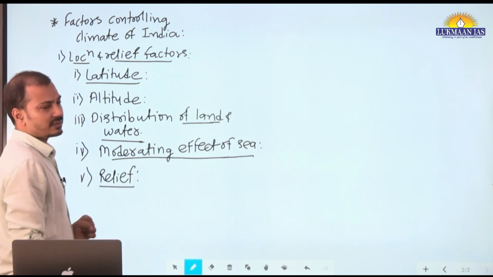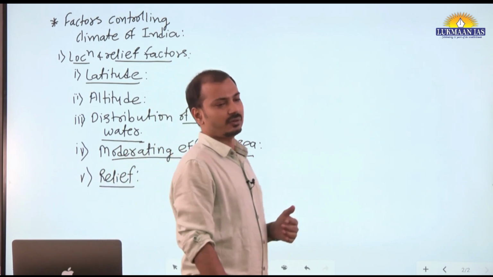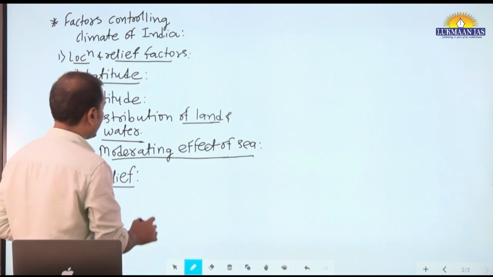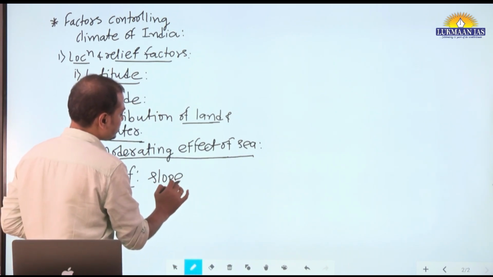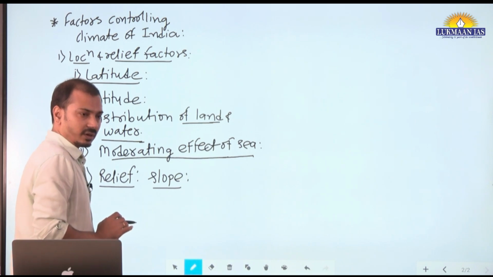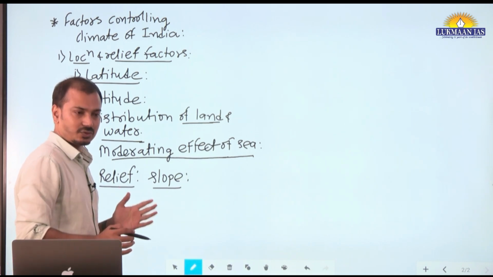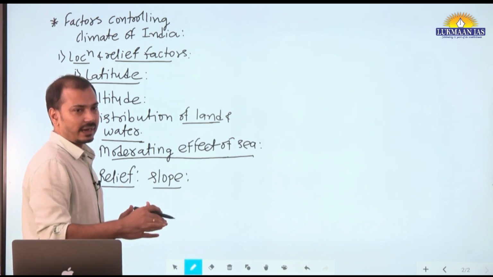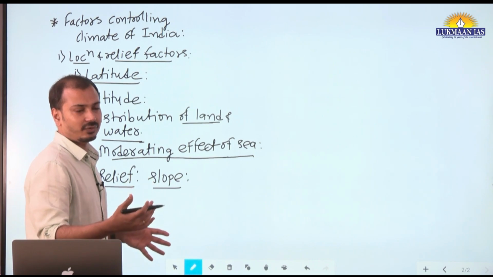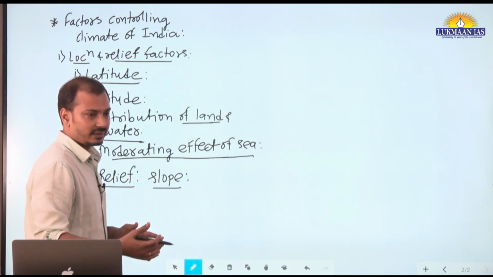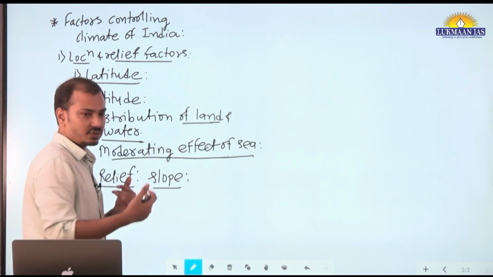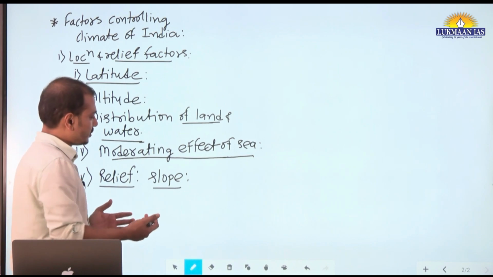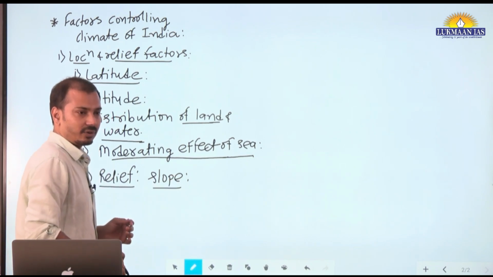Relief factors include slope, aspect also, or we can say different kinds of physiography. So here we can talk about slope. If we talk about the Western Ghats, the western slopes receive more rainfall as a part of orographic rainfall, and the eastern slopes are deficient of rainfall due to rain shadow effect. The same is the case for the Himalayas. The southern slopes receive more rainfall from orographic rain. This is how slope plays an important role.